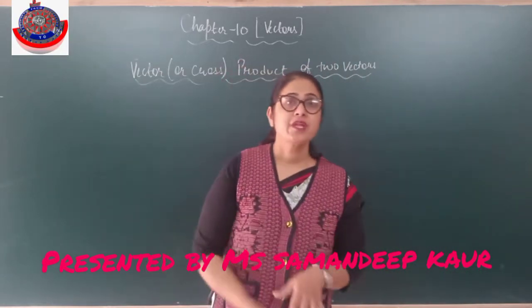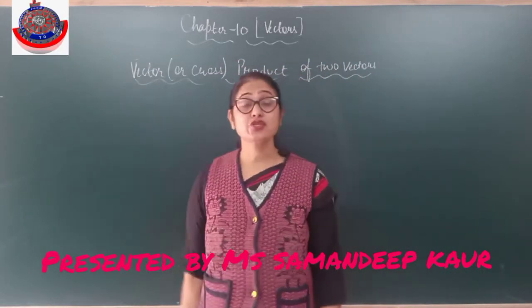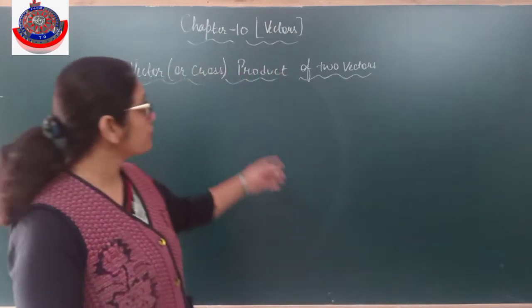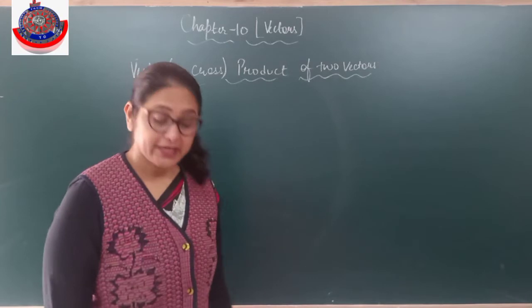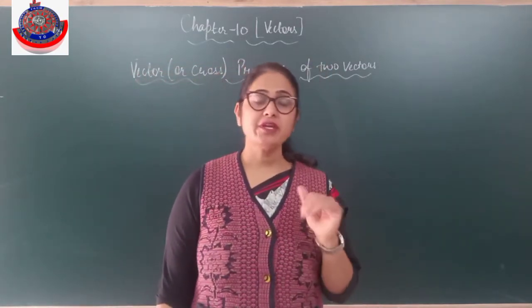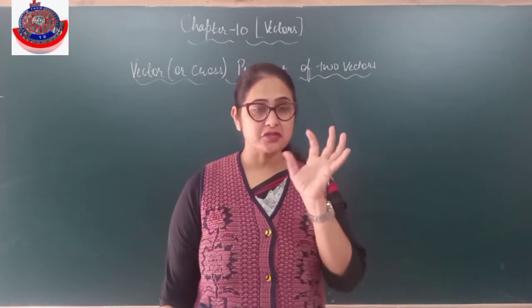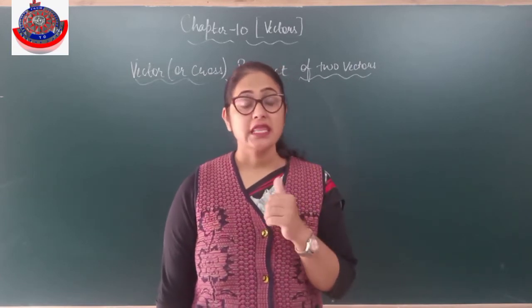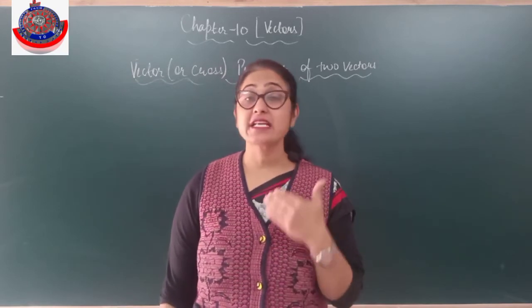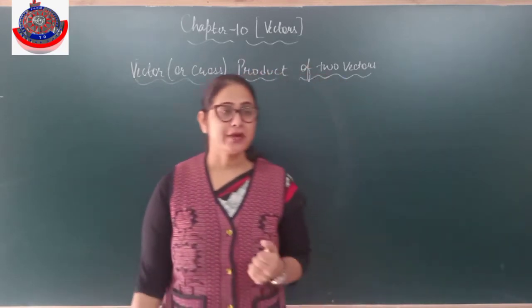Namaste students. Today we are going to start with our next topic, that is the vector or cross product of two vectors. We call it the vector product. If you remember, we did the scalar product, or dot product. When we did the scalar product, after multiplying two vectors the answer was a scalar. But now from the name it is clear, it is a vector product.